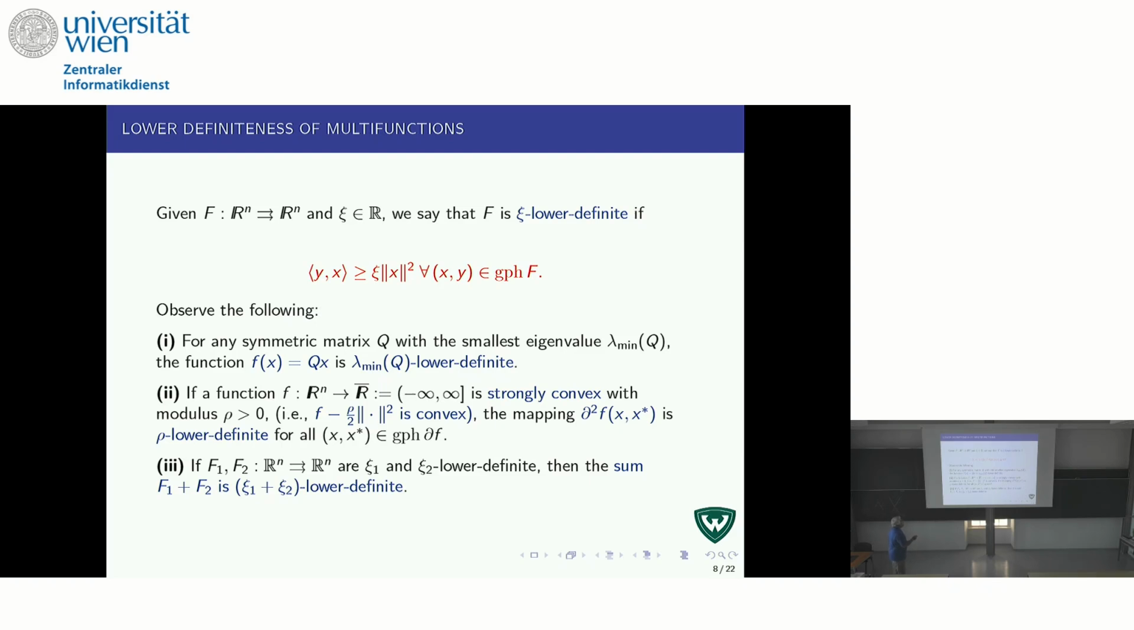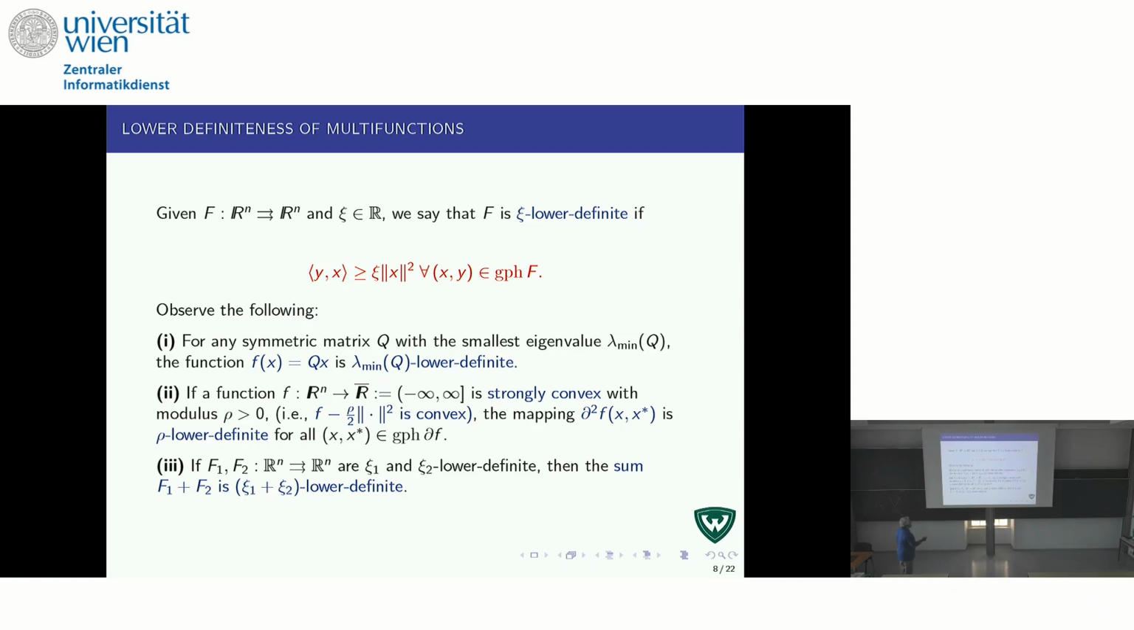And there are some good examples where we can proceed in the case when we do not have positive definiteness. For example, consider any symmetric matrix Q. Then the function written like that is lambda min, the smallest eigenvalue, lower definite. Of course, this may not be positive. Also, if a function is strongly convex, as everybody knows, the negative quadratic shift is convex, so this is rho lower definite. Again, rho here is positive. Then we do not have positive definiteness in general.